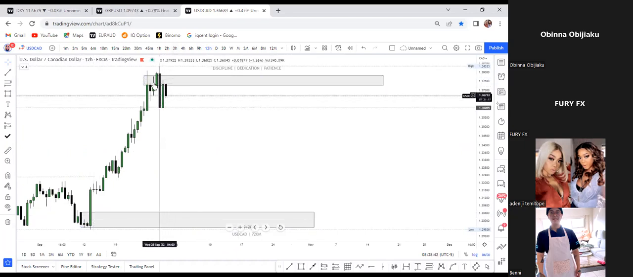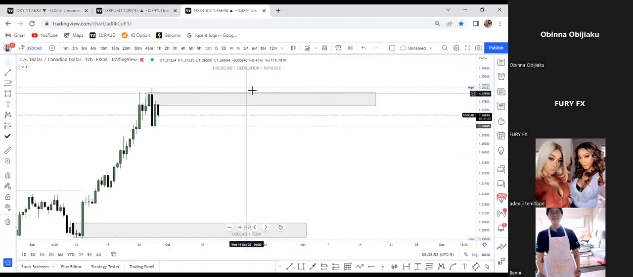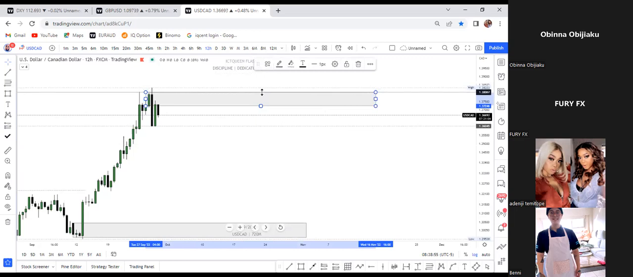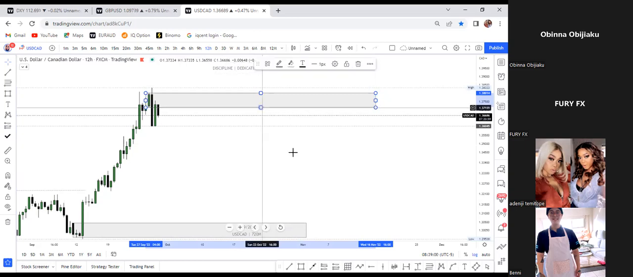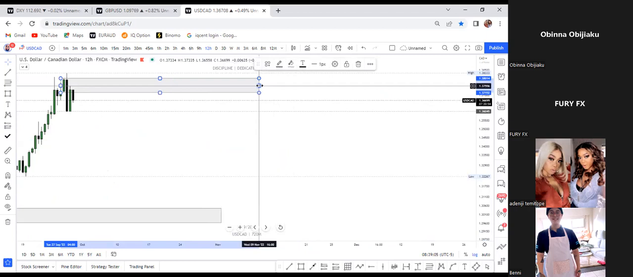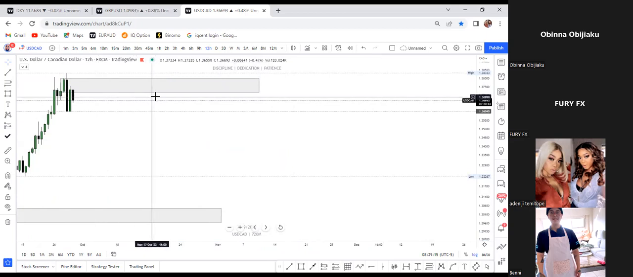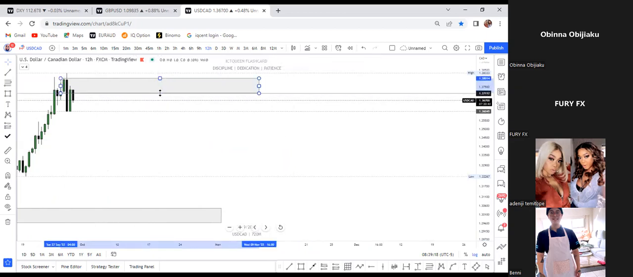You can see price is rejecting from this 12-hour zone. That hidden base, what's the hidden base? A hidden base is a zone whereby you have an order block right there, but you are not seeing it physically, except you have a trained eye that can see that there is an order block right inside that zone. So this is a hidden base. On the 12-hour, this is a hidden base.